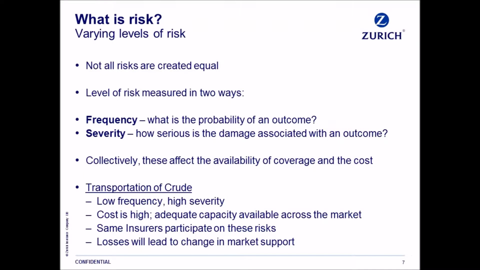Now, Dr. Weinreich already touched base on this, and that is the varying levels of risk. So not all the risks are equally likely to occur. Some are more severe, and we measure it in two ways, which is frequency and severity. And these are important to insurers because collectively it affects the availability of coverage and the cost of coverage. So within the discussion that we're having here, events are infrequent, but they carry a high degree of severity. So therefore the cost of coverage is high, and the capacity available in the market is relatively adequate.